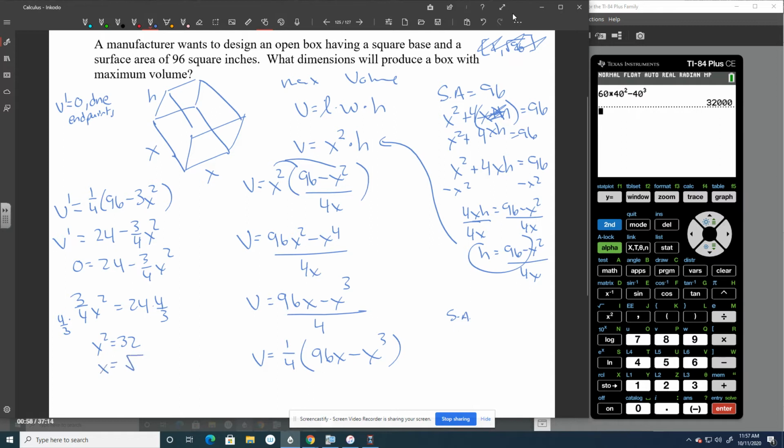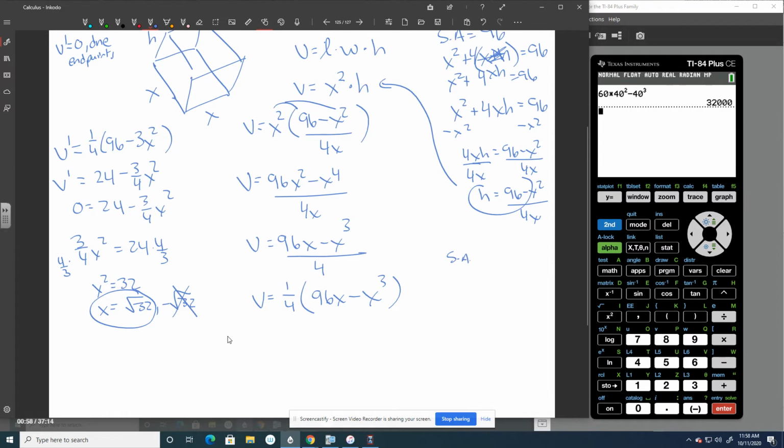So x is going to equal the square root of 32 or the negative root of 32. Now, it wouldn't make sense for the length of my box to be negative, so I'm not even going to consider that value. The value I'm going to consider is root 32. So I need to plug that value in. That's one of my critical values that I need to plug back into my volume function. Any of these functions right here are going to simplify just fine. So I'm going to plug in root 32.